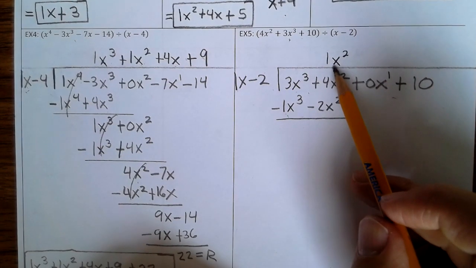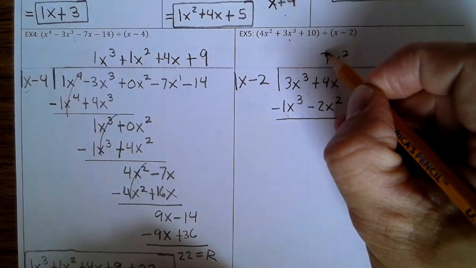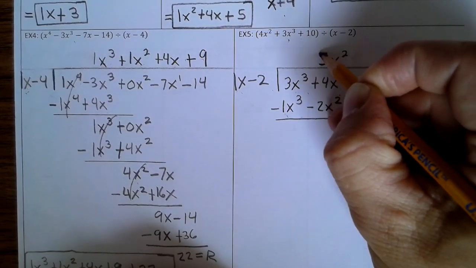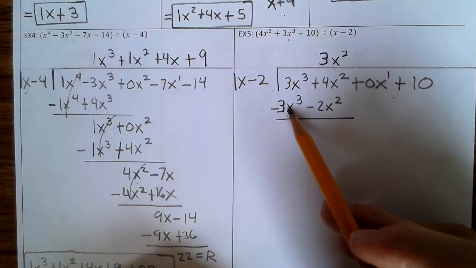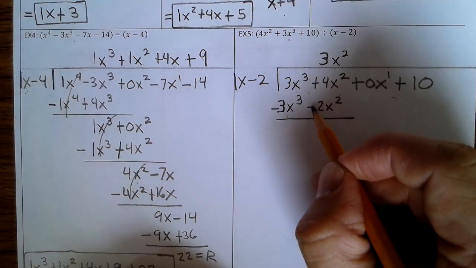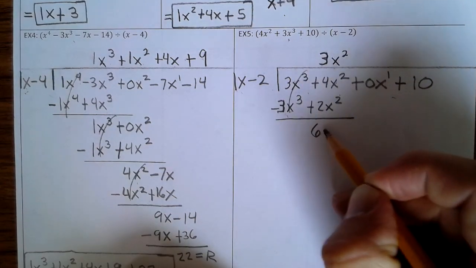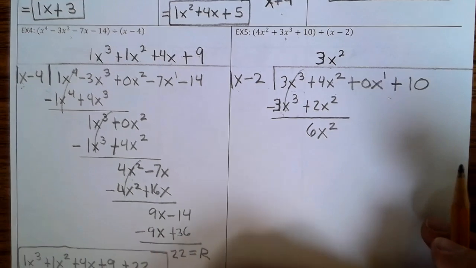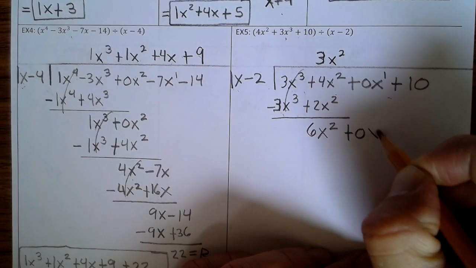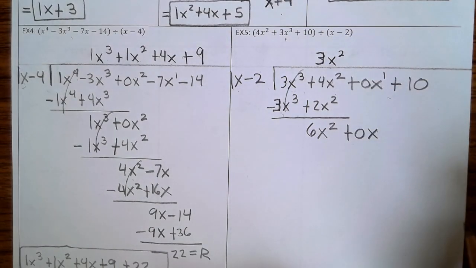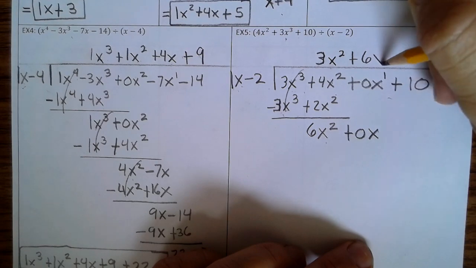Okay? So let's re-ask yourself, what do you multiply 1x by to give you 3x cubed? The answer to that is 3. Now when you multiply, you get 3x cubed. These will cancel. Okay? And subtract the negative becomes positive. Those cancel. 4x squared and 2x squared is 6x squared. Okay? Bring down the plus 0x. Now you ask yourself, what do you multiply 1x by to give you 6x squared? The answer to that is plus 6x.